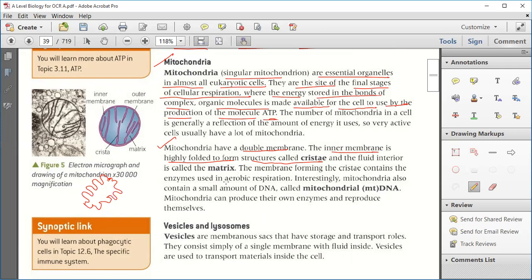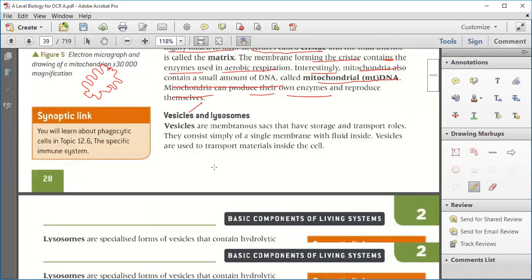Now, the membrane forming the cristae contains the enzymes used in aerobic respiration. Interestingly, mitochondria also contain a small amount of DNA known as mitochondrial DNA, or mtDNA. The mitochondria can produce their own enzymes and reproduce by themselves. Is that clear? Okay.